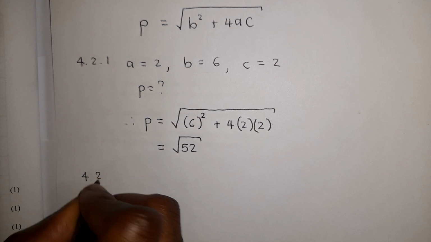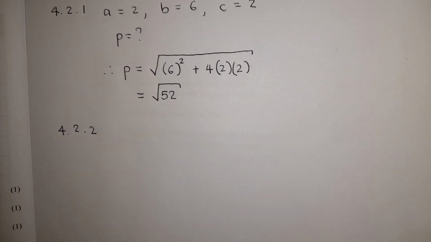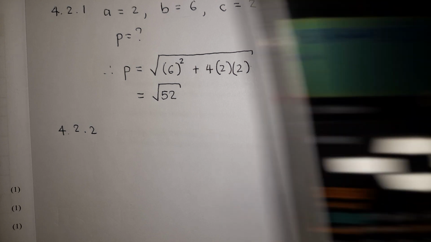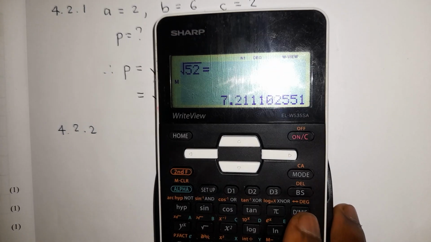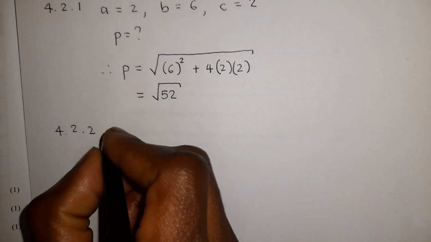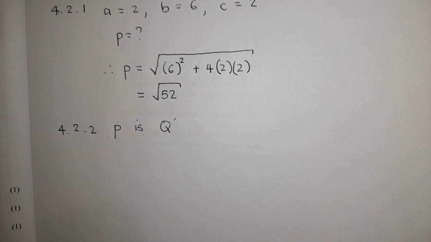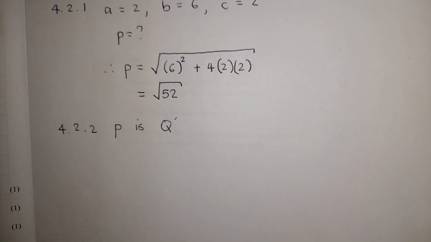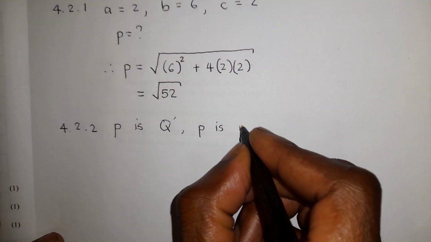Right, 4.2.2. The second question would be, state whether P is rational or irrational. I just mentioned right now the square root of 52, because if you check the square root of 52, you get 2 root 13, which is 7.211 with a non-terminating and non-recurring decimal, so it makes it irrational. Therefore, it means P is irrational. Your irrational is simply a Q with that prime on top. Or you can just say P is irrational.